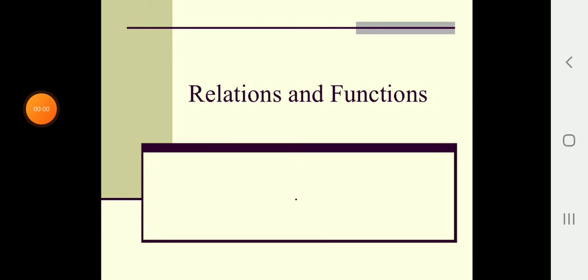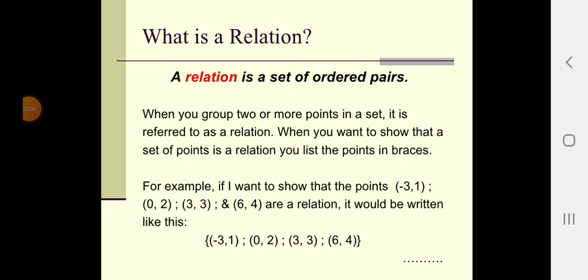The topic for today is all about relations and functions. So, what is a relation? A relation is a set of ordered pairs. When you group two or more points in a set, it is referred to as a relation. When you want to show that a set of points is a relation, you list the points in braces.